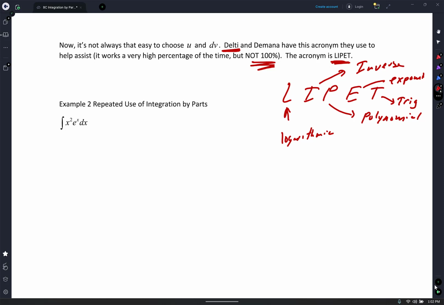All right, so I have this here, and I'm going to say, what is my u? And what is my dv? Because that's what you're assigning. And then from the dv, you go backwards to v. So according to LIPIT, do I have a logarithmic? No. Do I have an inverse? No. But do I have a polynomial? Yeah, so make the x squared the u. So then du becomes 2x dx. So then e to the x dx is your dv, and v becomes e to the x.